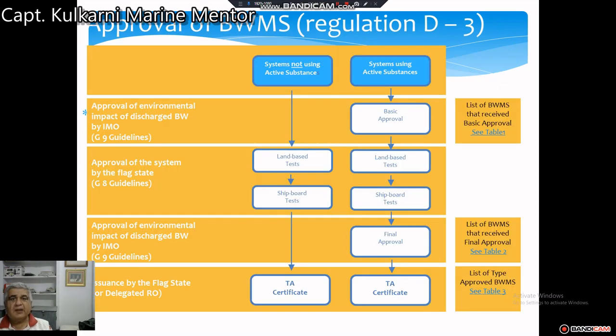Now here is approval of ballast water management system: systems not using active substance and systems using active substance. For systems not using active substances, they require a land-based test, a shipboard test, and then finally a certificate is issued. A system using active substance requires basic approval, a land-based test, a shipboard test, final approval, and then a type approval certificate. This is how the procedure goes, especially with the classification society.